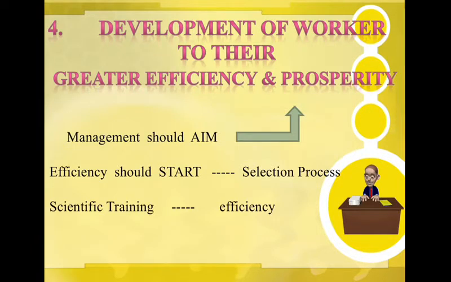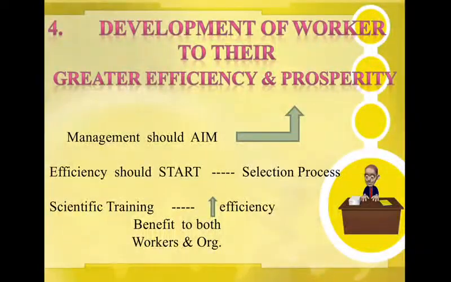Scientific training should be given from time to time to the employees so that their efficiency can be increased, which will be beneficial for both the workers as well as the organization. So these were the four scientific principles of management which were given by Taylor. Now we will learn about the scientific techniques of Taylor.